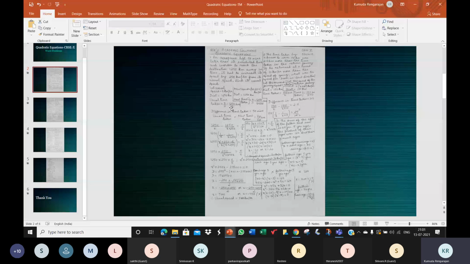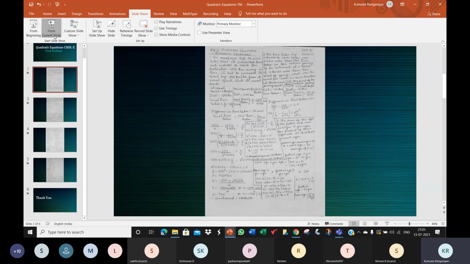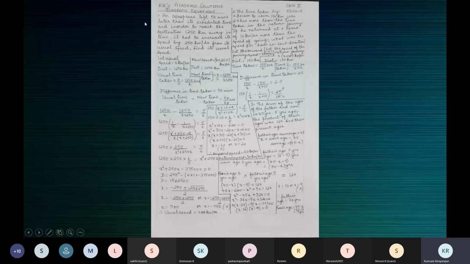So I have word problems on quadratic equations, but it's time. Yeah, these are word problems.